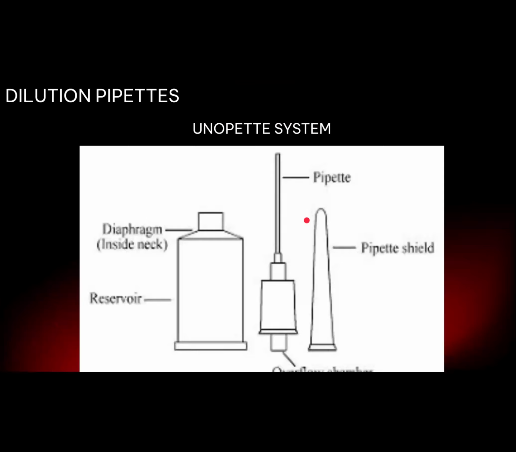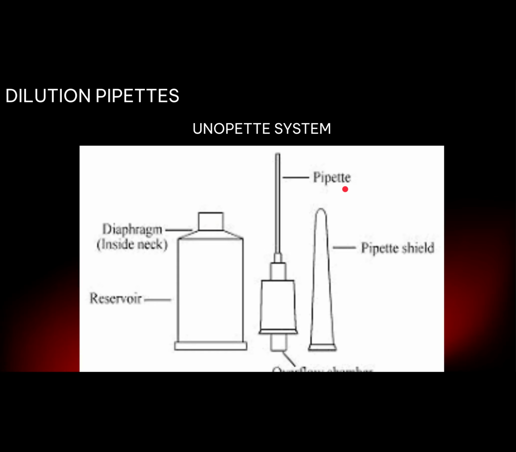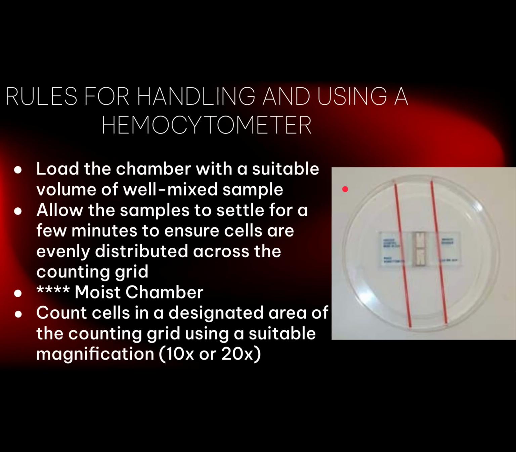In our experiment, we won't really be using a Unipet system. We will be using the manual methods in diluting our sample, which is the RBC pipette and the WBC pipette. So this is just good to know.